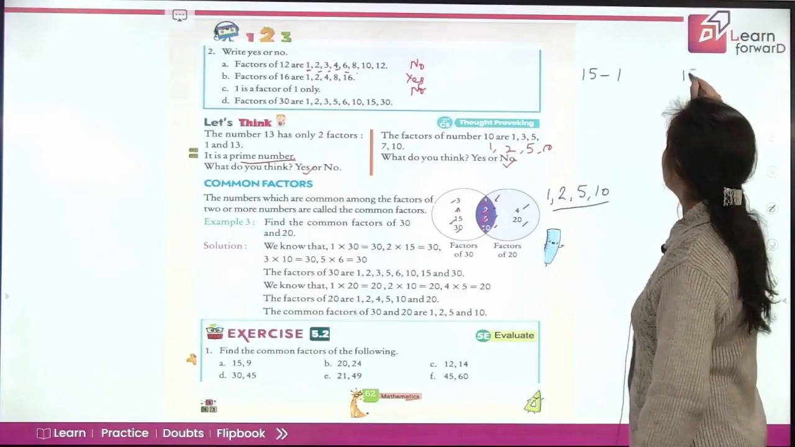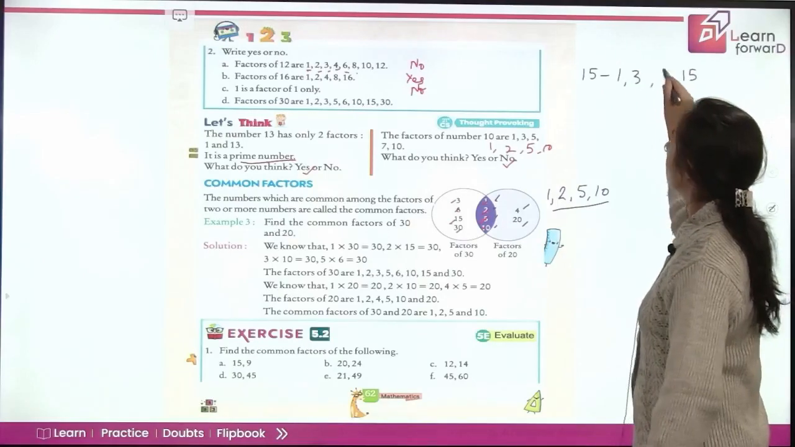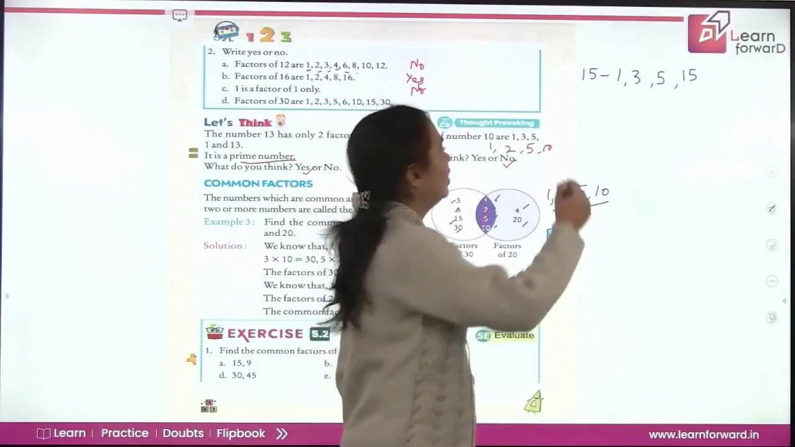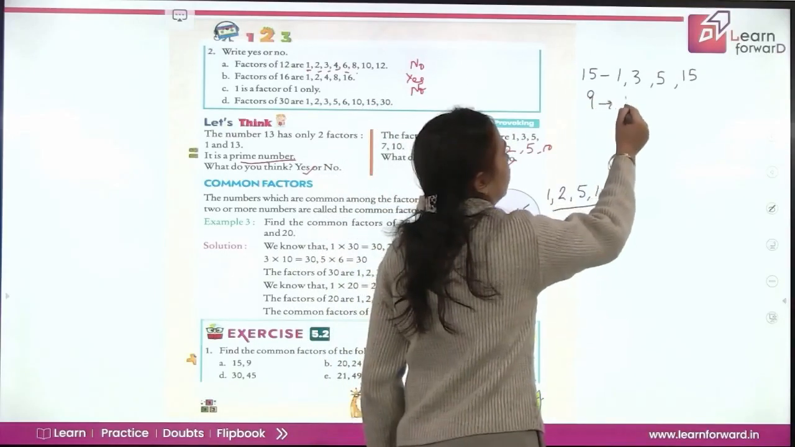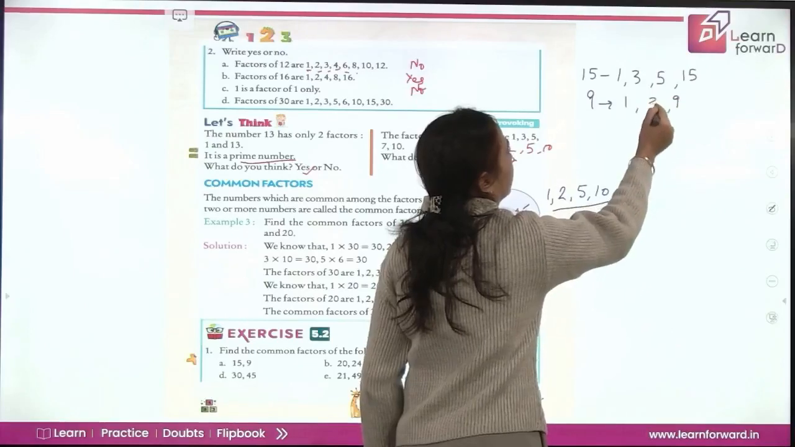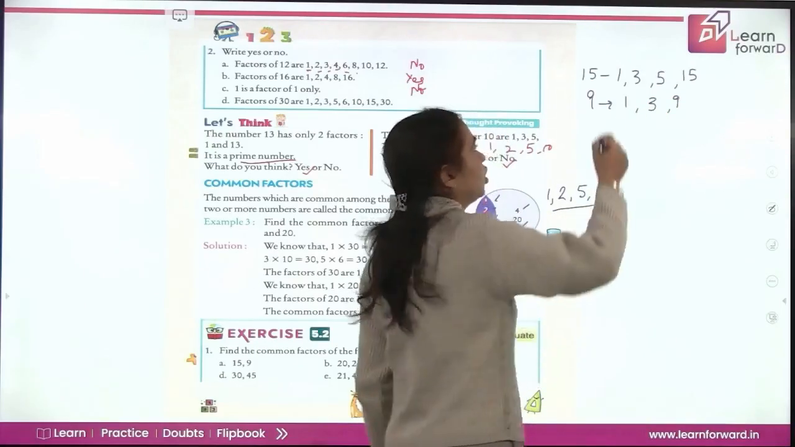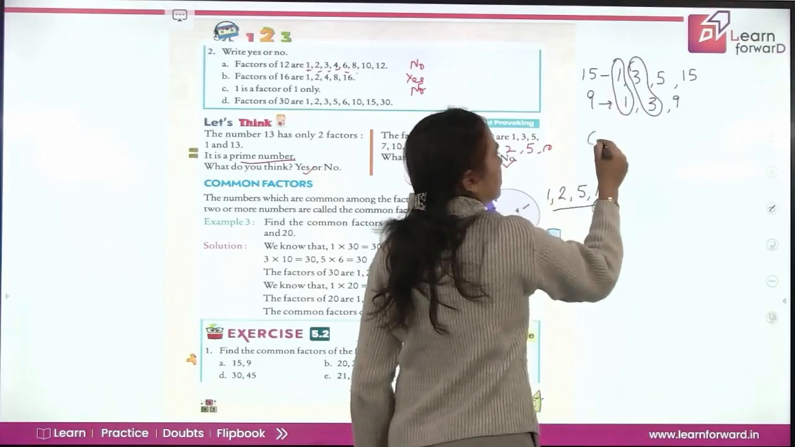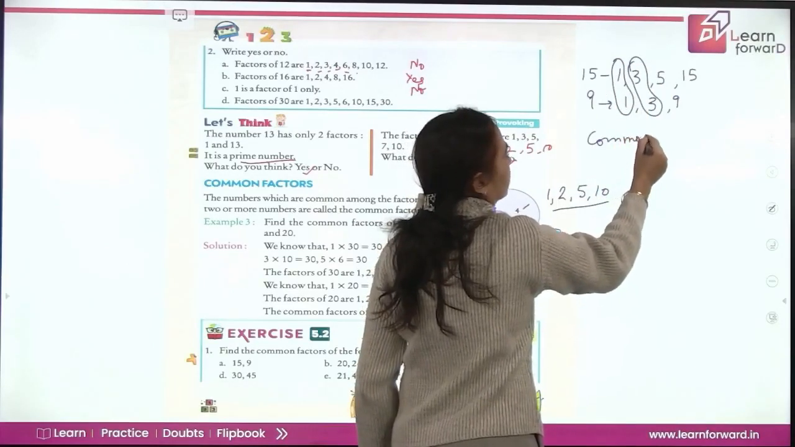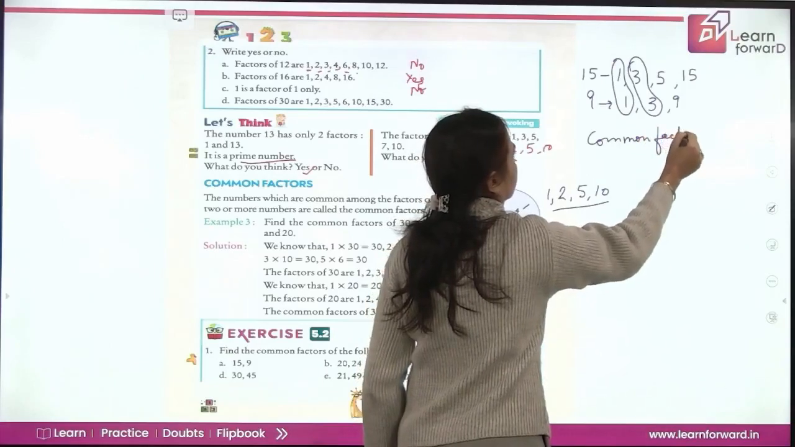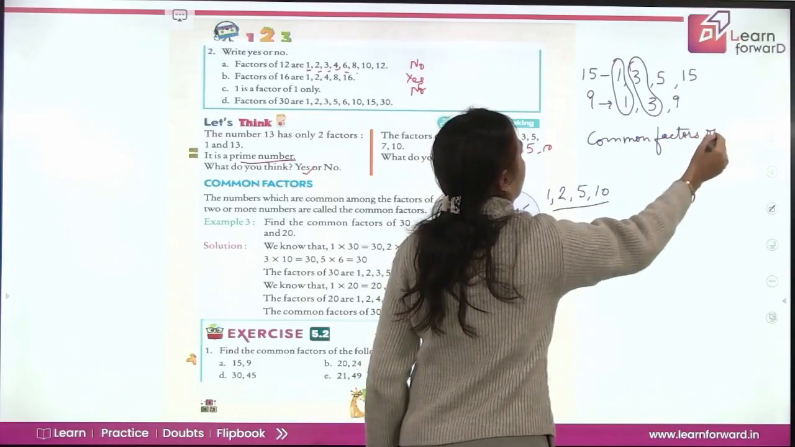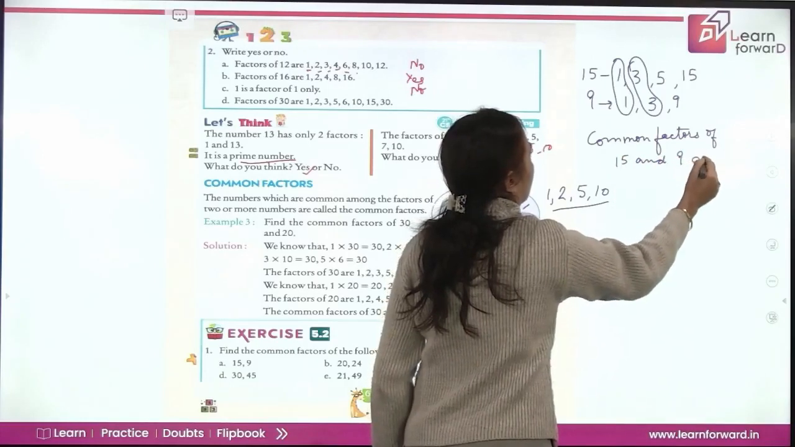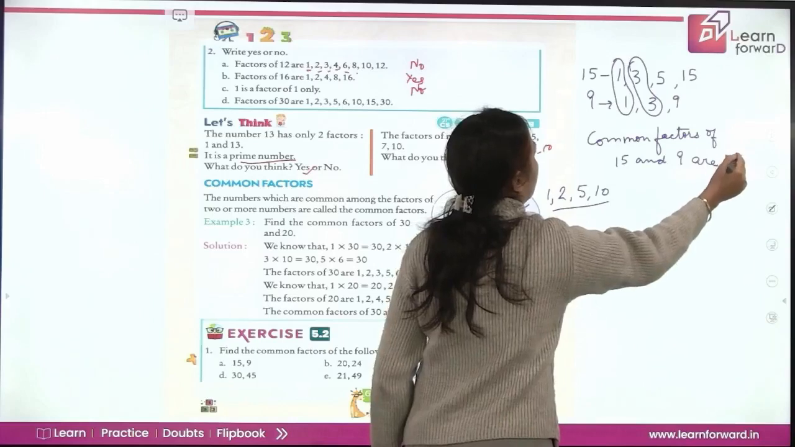1, 15, good. 3, 5. That's it. The second number is 9. What are the factors of 9? Let's list them again. 1, 9 and 3 3s are 9. So what are the common factors here? 1, 3. So we'll say common factors of 15 and 9 are 1, 3.